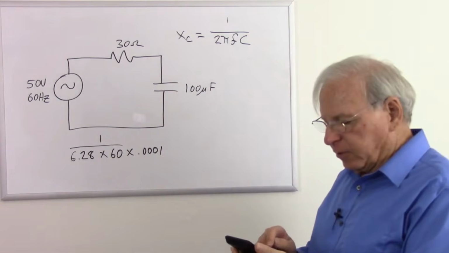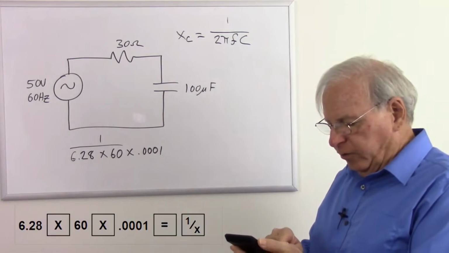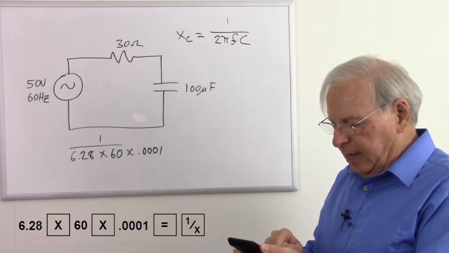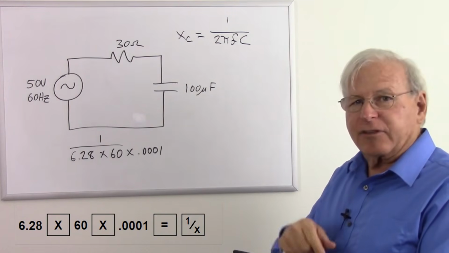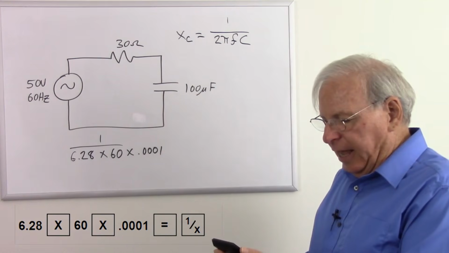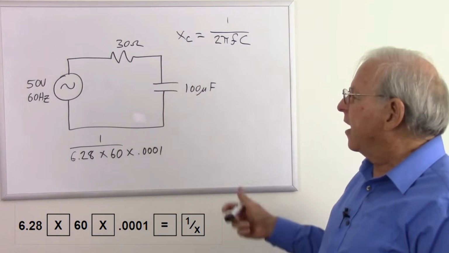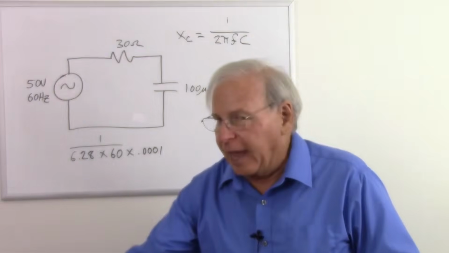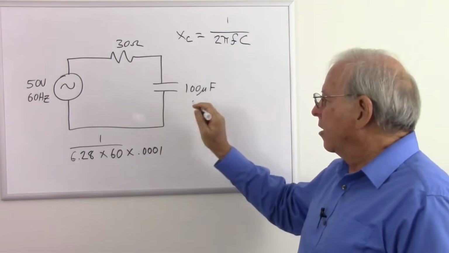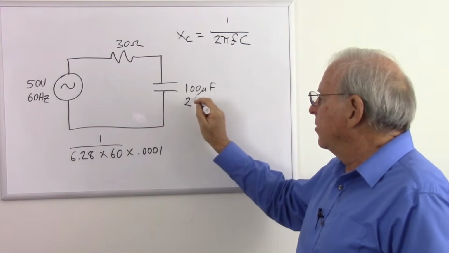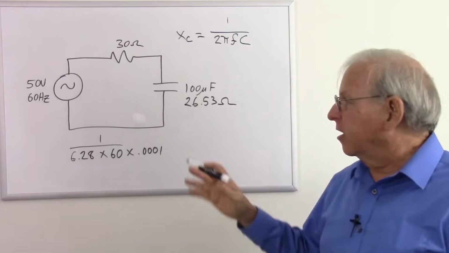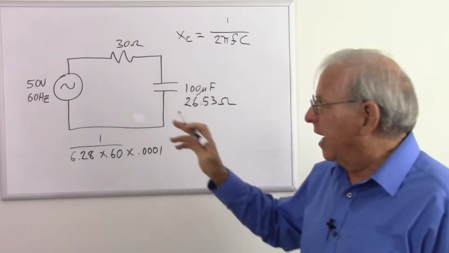So to do this on a typical calculator, you hit 6.28 times 60 times 0.0001 equals, and I get a number that's kind of useless at this point, but now I take the reciprocal, so I hit the reciprocal button, and I get 26.53. So at 60 hertz, this 100 microfarad capacitor has a capacitive reactance of 26.53 ohms. So basically it acts like a 26.53 ohm resistor at this frequency.